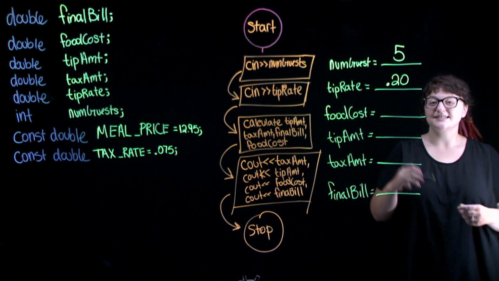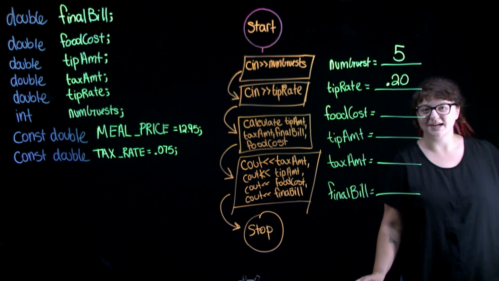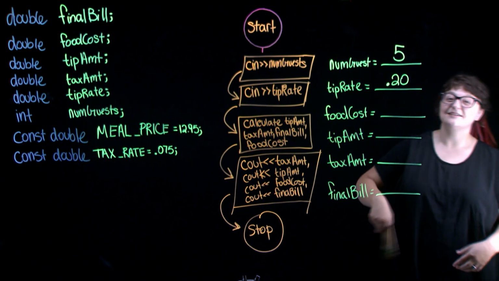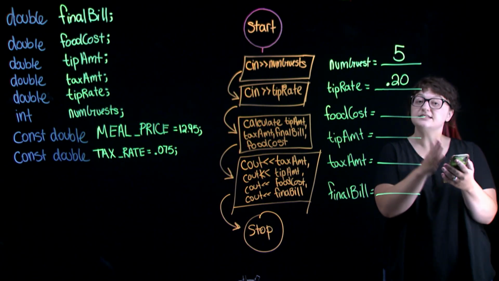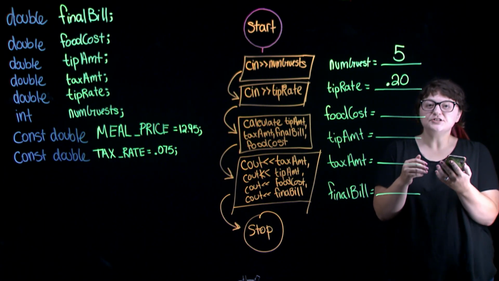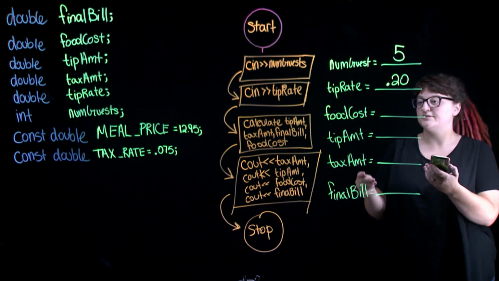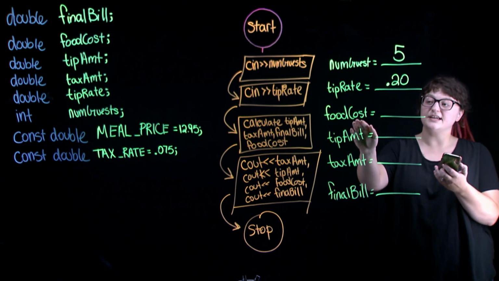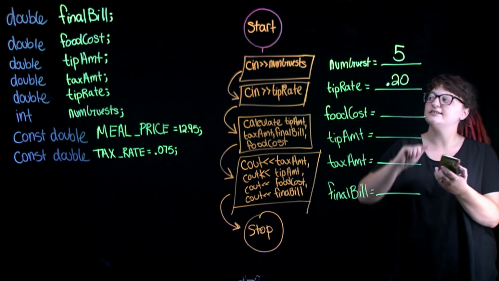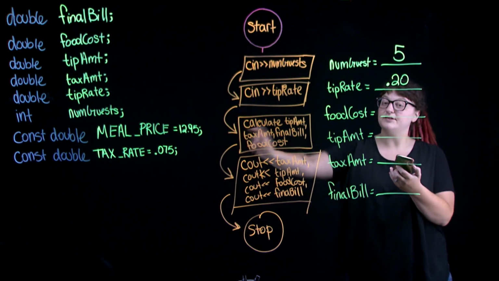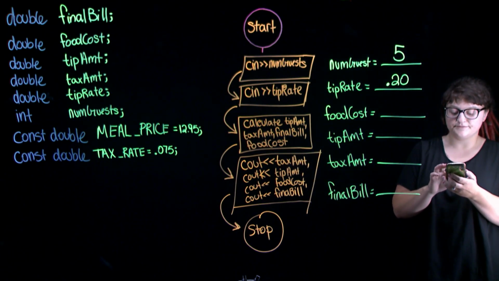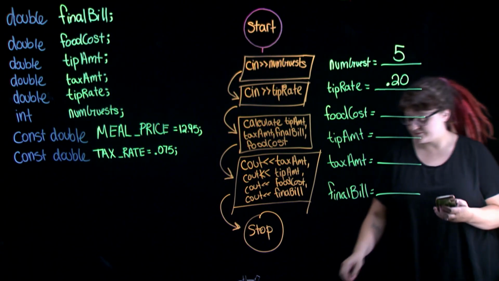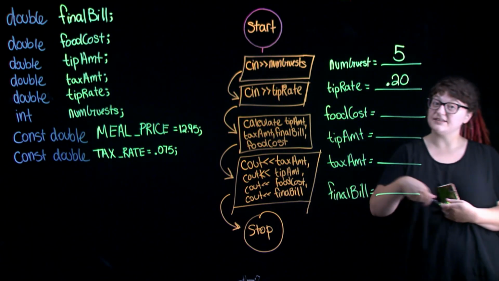After we collect that test data from the user, it's calculation time. Got this nice little calculator here, aka my iPhone. And if we type this in here and we do food cost, that's what we're going to calculate first. Next is going to be 5 times our meal price, right? Just like we determined in our box method. And that is going to give us $64.75.